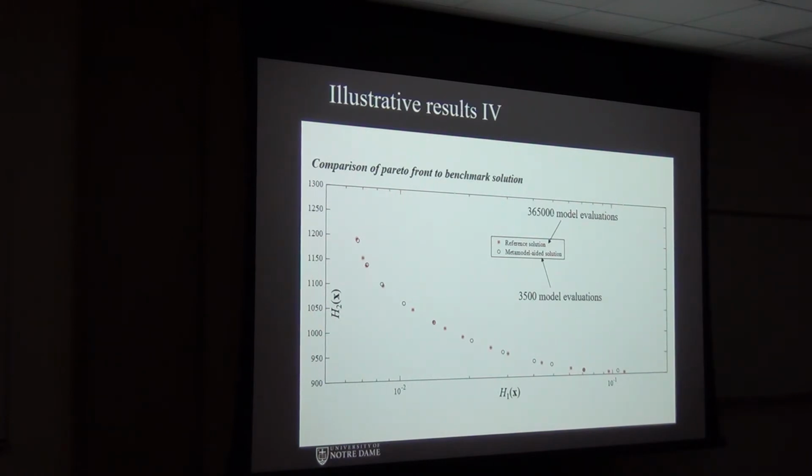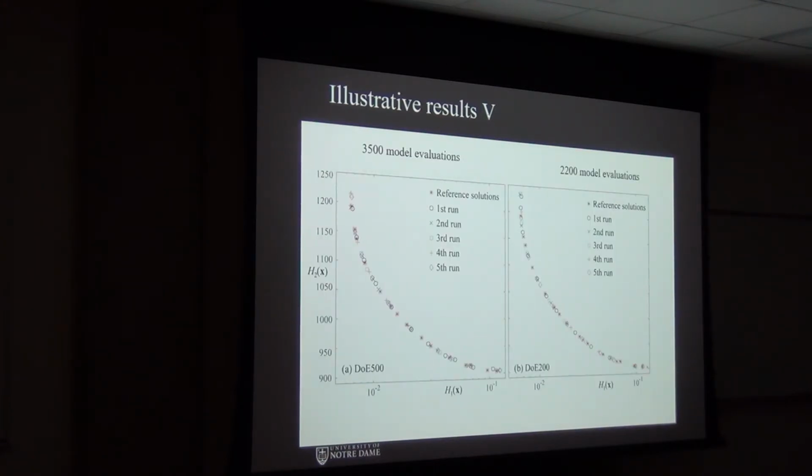And here we compare our meta model driven solution, which are the black circles, with a reference solution, which we got with extensive computational efforts of 365,000 model evaluations, as opposed to 3,500 model evaluations with our implementation. And you can see that you have a very accurate prediction of your actual Pareto front. And this is not just a trick. You can do multiple runs of this algorithm. And in all the cases, you can see that you converge very well in the actual Pareto front.